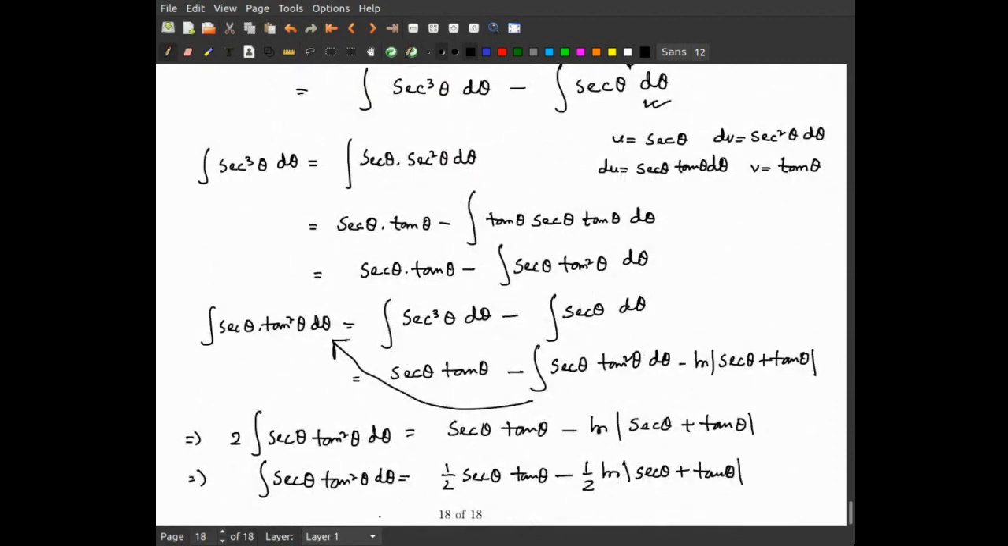So let's plug it here. I have not enough space here. I'll just put it right there. It is half. Secant theta is x plus 1. Tan theta is the square root of x squared plus 2x, minus half ln of secant theta, which is x plus 1, plus tan theta, which is the square root of x squared plus 2x. Wow, that was a long one.